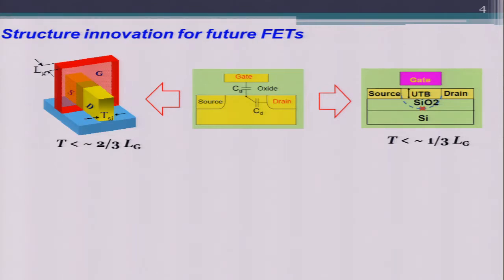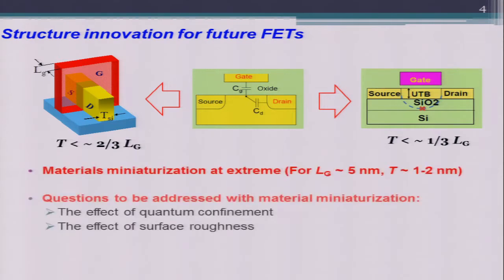The general rule of thumb for both of these devices, for good transistor electrostatics, is that you have to have body thicknesses or fin thicknesses that are about 1/3 to 2/3 of the gate length. So if you have a gate length that is only 5 nanometers, you have to think about a body thickness of only 1 to 2 nanometers. That's really down to atomic scale thickness.